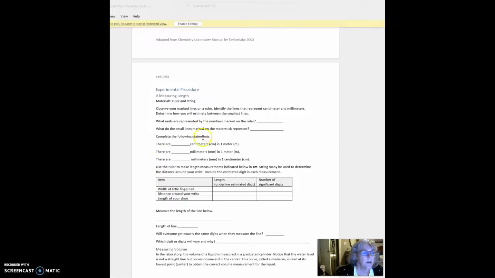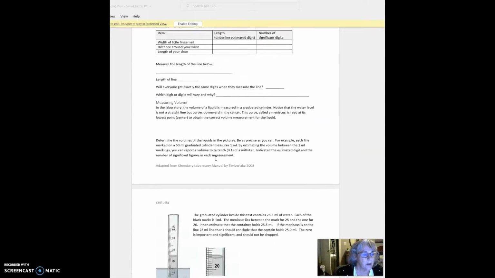When we look at the ruler, make sure that if it's marked in centimeters, your answer is in tenths of a centimeter. If it's marked in millimeters, make sure you have that extra unit on there.